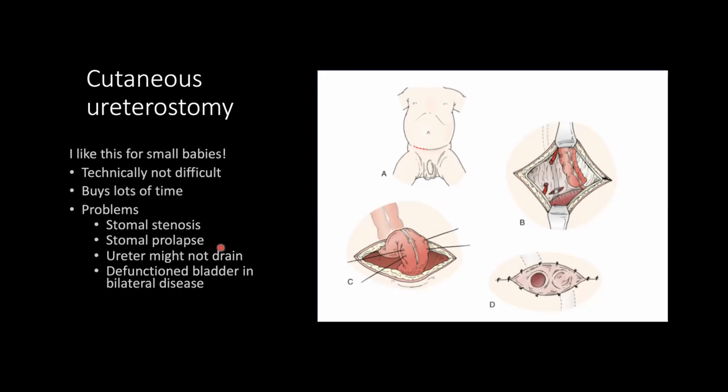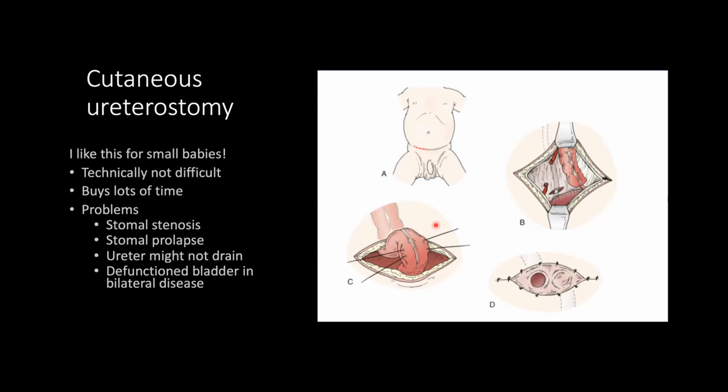The ureter might still not drain after this procedure. As you saw in that ultrasound that I showed you, the ureter can be really, really tortuous, and sometimes just opening it here is not enough because the ureter, in addition to being very dilated, is aperistaltic. And even though you've opened it, it might just collapse on itself and not be able to empty it. This is also really not a particularly good option in patients with bilateral disease because you end up defunctioning the bladder, which is not ideal.